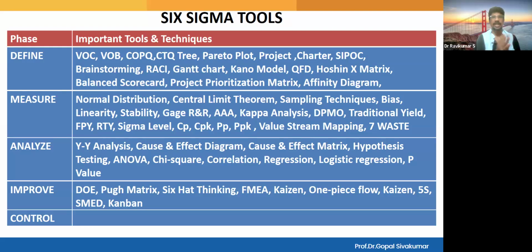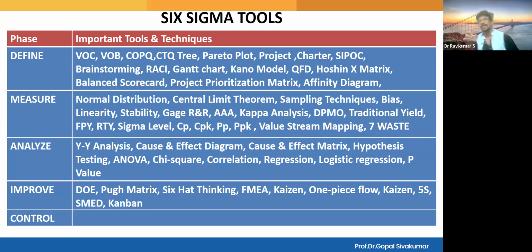So I'm just giving an introduction. In the define phase, you are going to identify the problems which should be resolved using Six Sigma methodology in three ways: VOC, VOB, and COPQ. Then you are going to shortlist by using a Pareto plot. Once you have selected using the Pareto plot, you convert that into a report. That report is called the project charter.